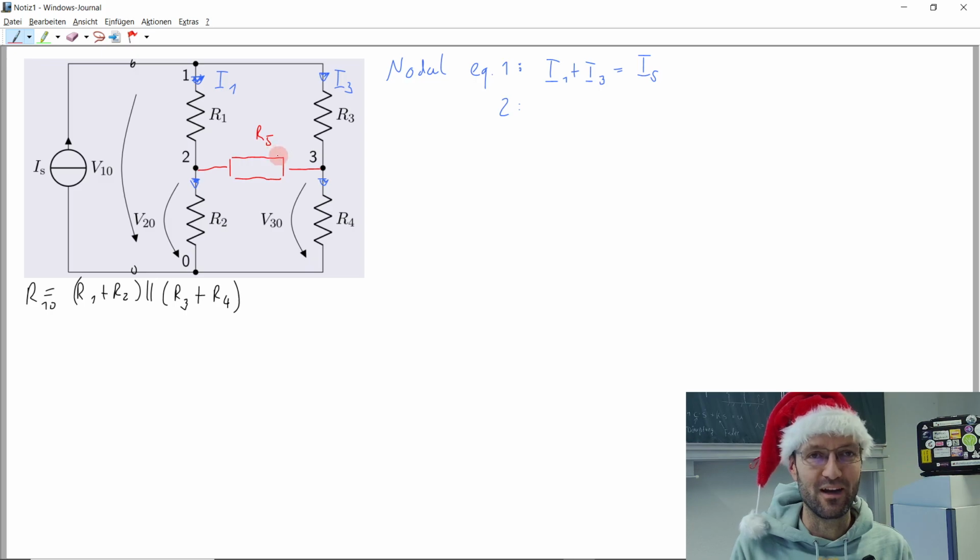This resistor R5 is a really nasty one. It will not get any presents for Christmas because this resistor R5 is destroying each and everything in our circuit. The resistor R5 makes it so that these two resistors are not in series anymore, because there's not the same current flowing through these resistors, because there can also be a current flow through this resistor.